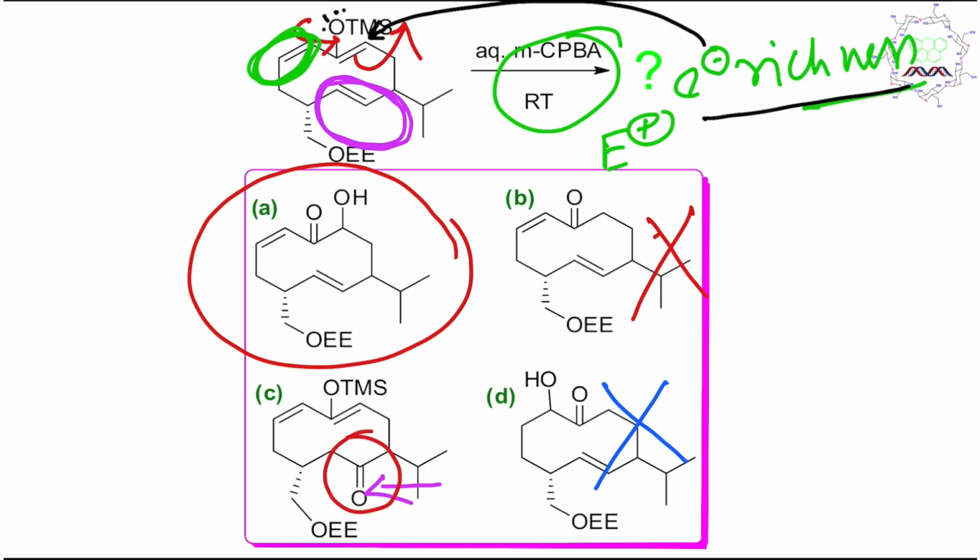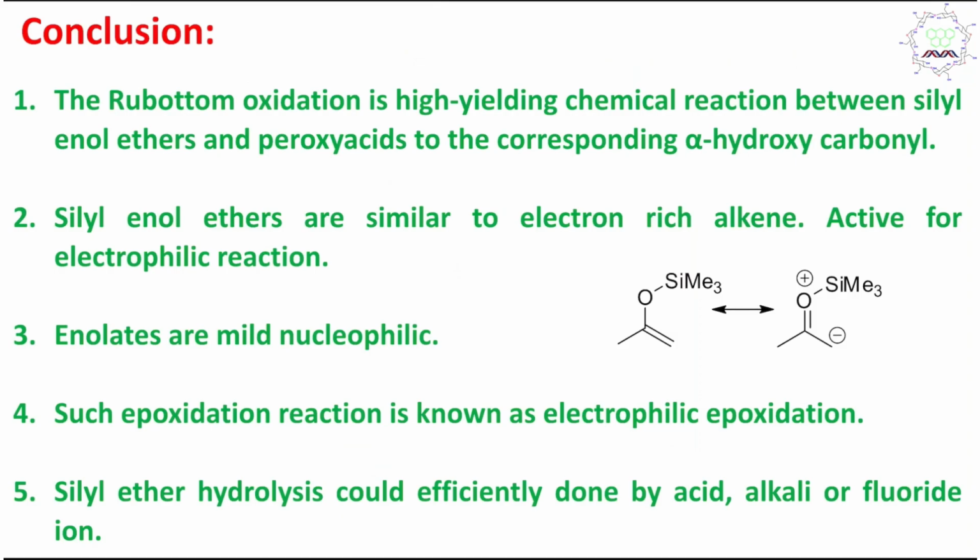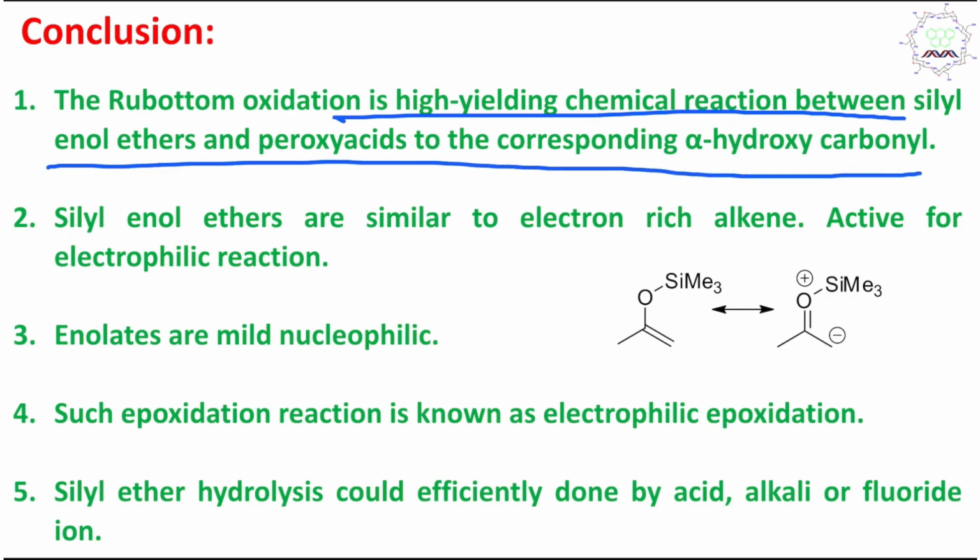Okay, when this OTMS double bond, means silyl enol ether part is intact, then reaction cannot happen here. First reaction may happen here, later on possible, but this option is not possible because the OTMS attached double bond is intact. So in conclusion, what you have learned, the Rubottom oxidation is a high yielding chemical reaction between silyl enol ether and peroxy acid to the corresponding alpha hydroxy carbonyl derivative.